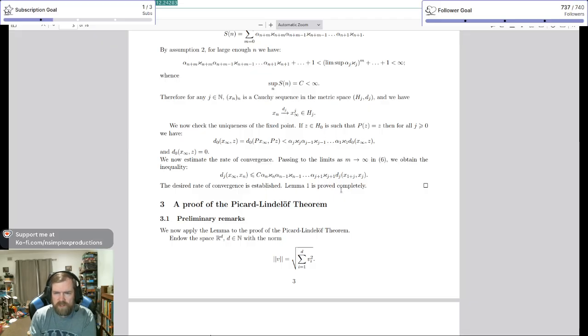Estimate rate of convergence, passing to limits as m goes to infinity.